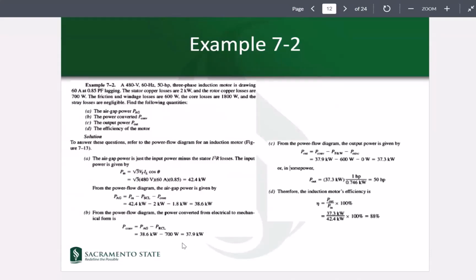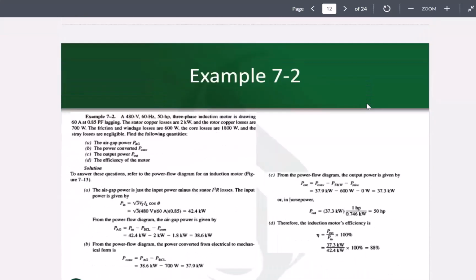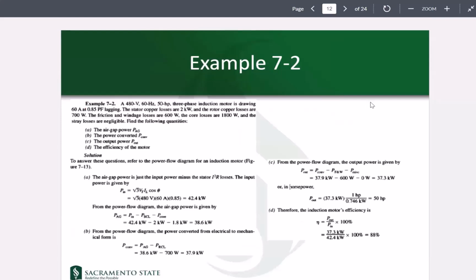Part C, the output power. The output power would be found from the converted power minus the friction and stray losses. So this gives you the output power. And finally, the efficiency of the motor, which is the output power over the input power.